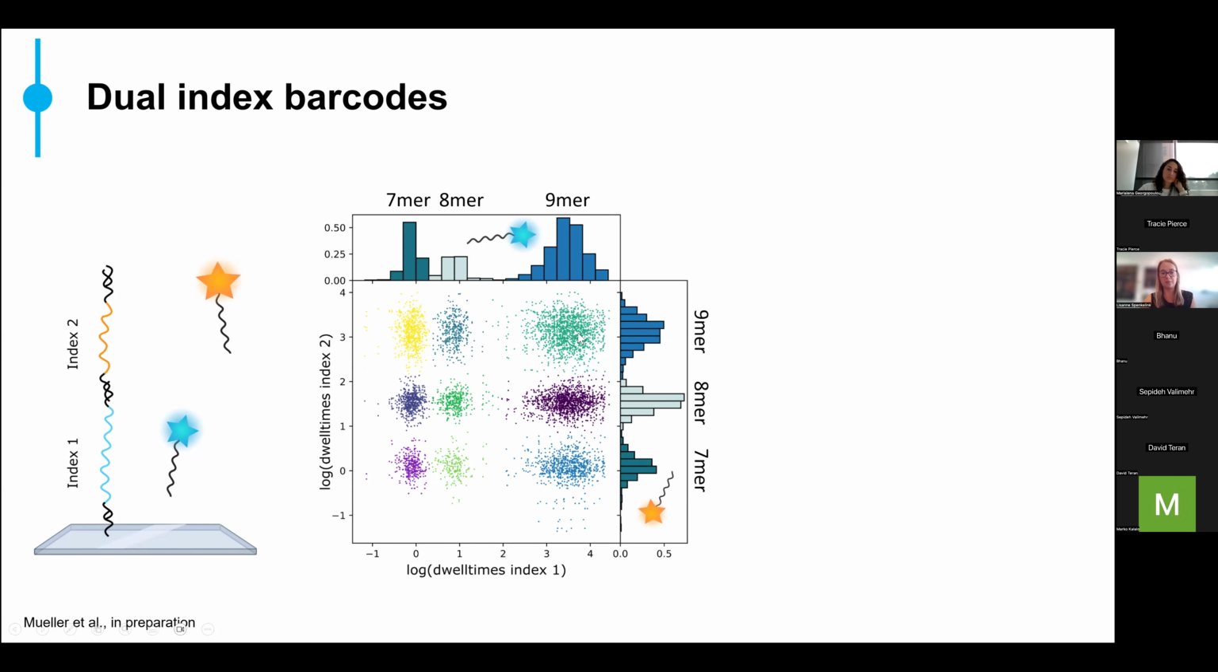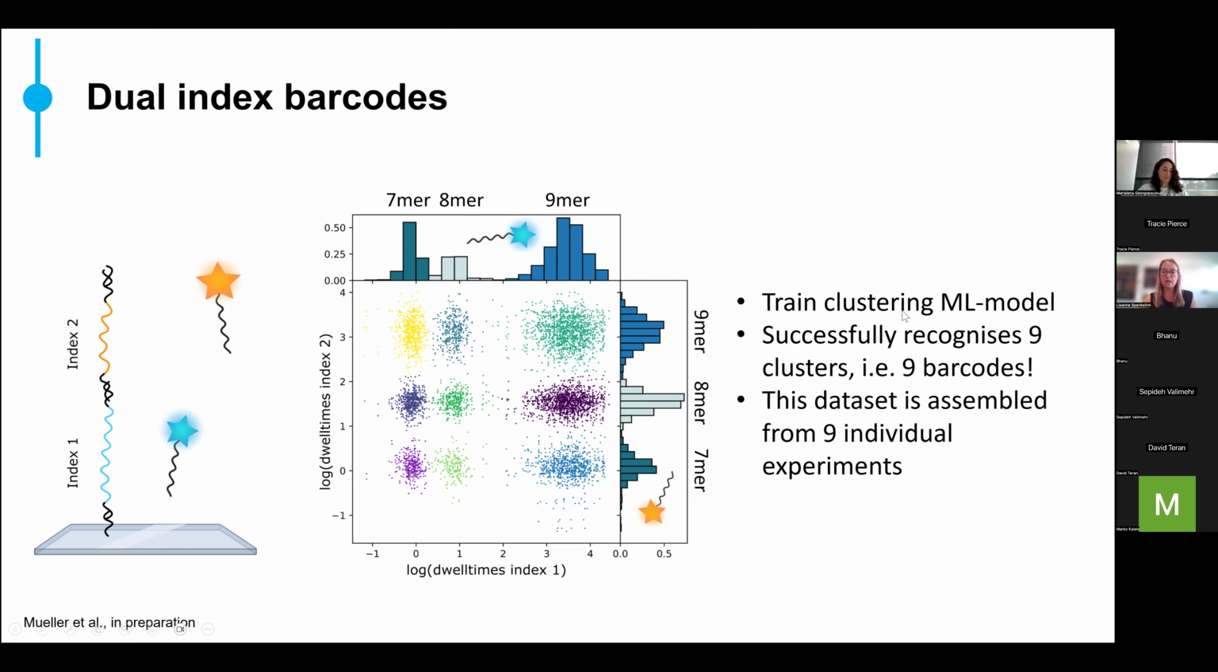The population at the top right here in green, so you can see the dwell time for index 1 on the x-axis and the dwell time for index 2 on the y-axis. You can see that it is a 9-mer and a 9-mer. So this way we can very easily build up these statistics about where these clusters should lie. So we can train a model with this and successfully have it recognize this training data set.